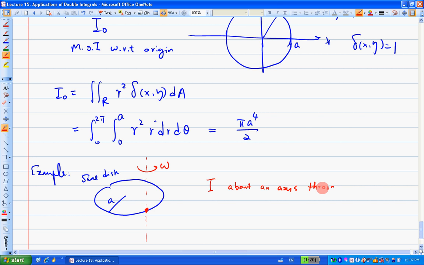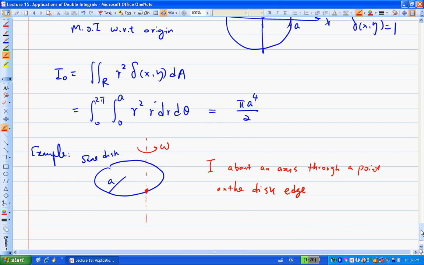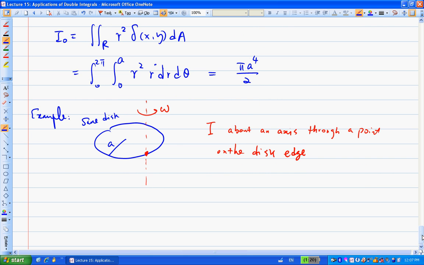Through a point on the disk edge, and perpendicular to the disk. So that's this second example here. In this kind of problem, we need to set up a certain coordinate system first and place this whole thing in the coordinate system. There are different ways of doing this, so what we're going to do is try this one here.